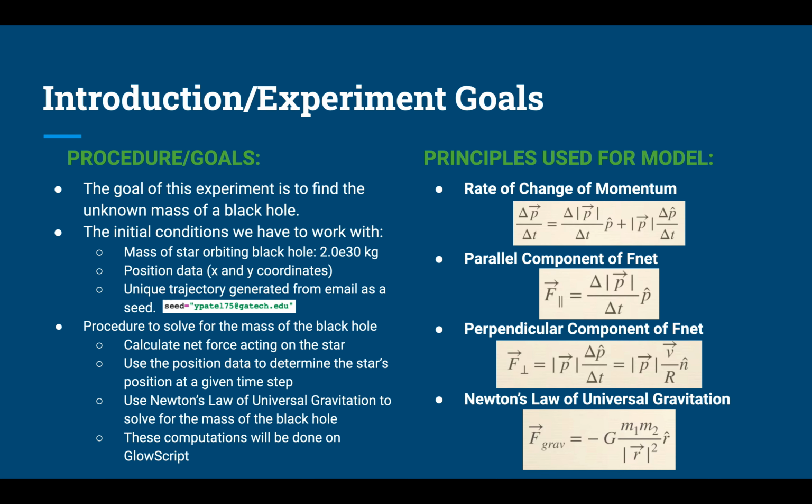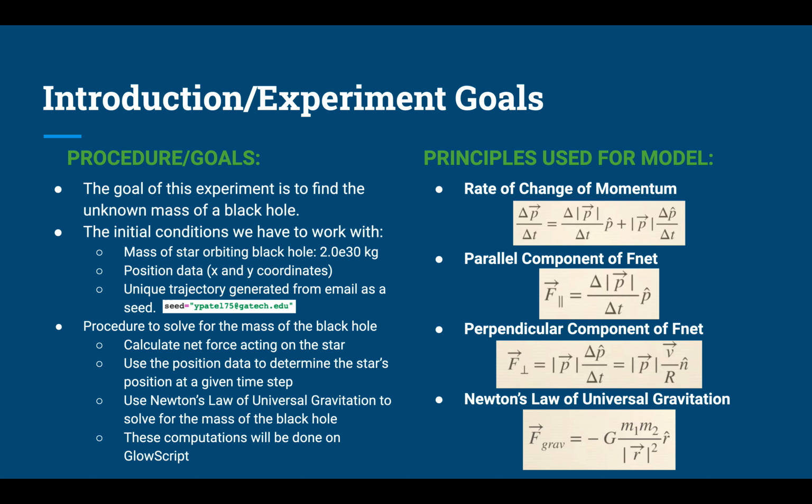Black hole. So for the procedures and goals, the goal of this experiment is to find the unknown mass of a black hole, and we have some initial conditions that we have to work with. First of all, the mass of the star orbiting the black hole is 2 times 10 to the 30th kilograms, and we also have the position data in x and y coordinates, and a unique trajectory which is generated from my email.